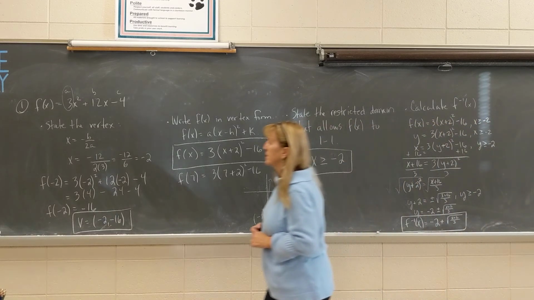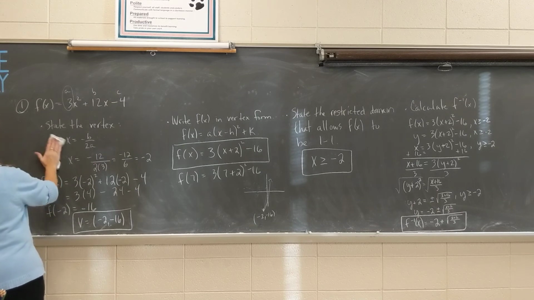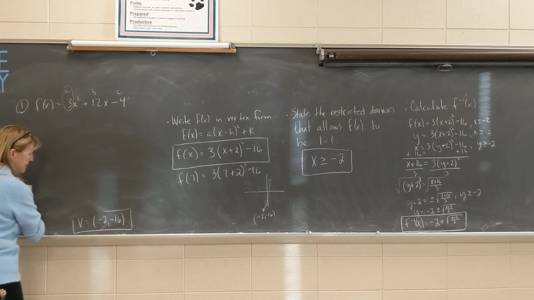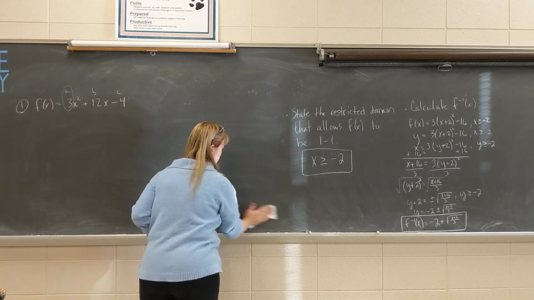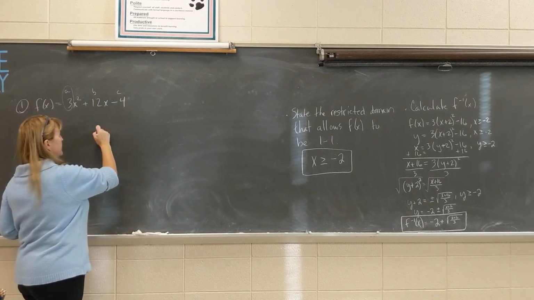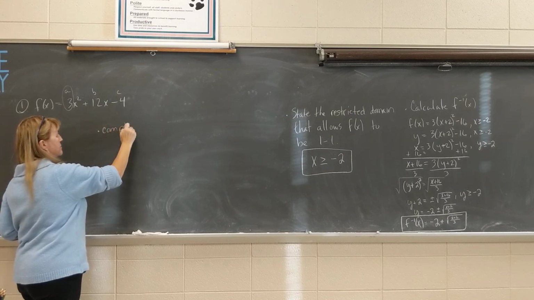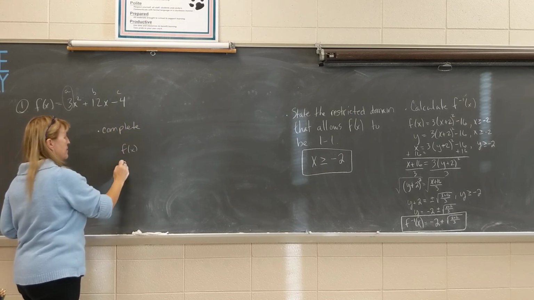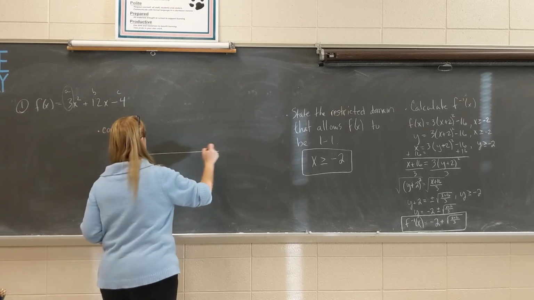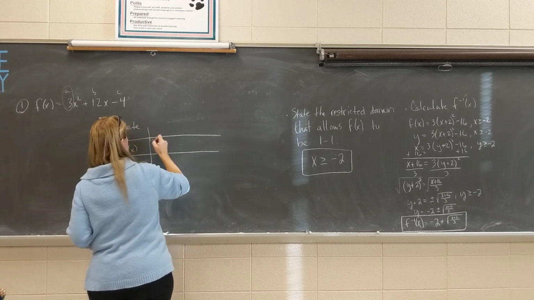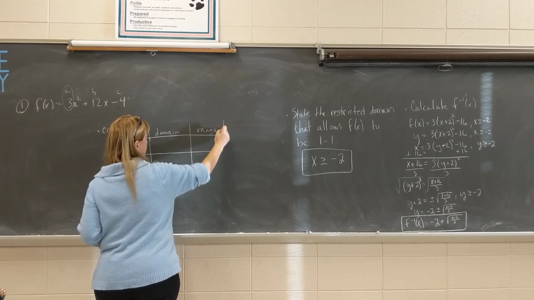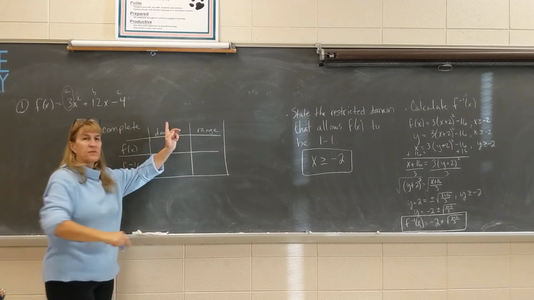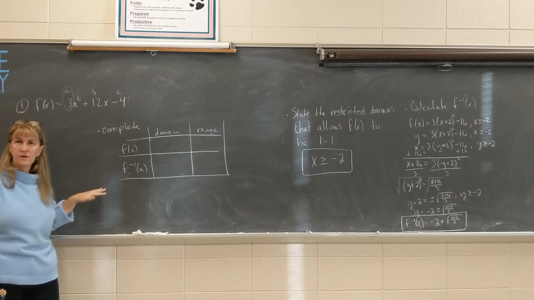I'm going to come back over here and erase the very first part of this in order to put the last bullet. I think the last bullet's probably the easiest part of the whole thing. The last bullet says complete. And this time I've switched my columns. Anybody notice that? Columns and rows. I switched them up. This says domain here and range. So you have to pay attention. Last time it was f of x and f inverse of x, and domain and range were here.